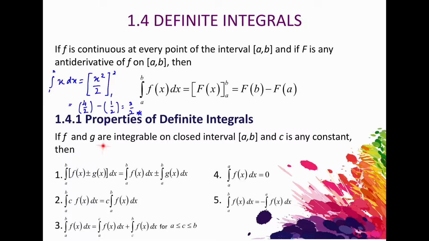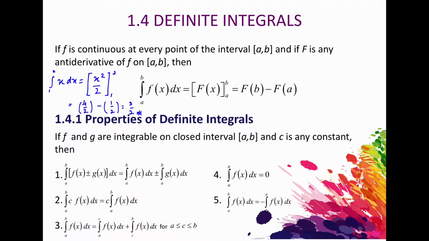And then you can refer below for properties of definite integrals. There are 5 properties of definite integrals: the first one, the second one, the third one, the fourth, and the fifth. The first one is pretty straightforward, and the second one is just like taking out the constant. That means if you have a constant, you don't need to integrate the constant. You can take it out and then multiply it back at the end.